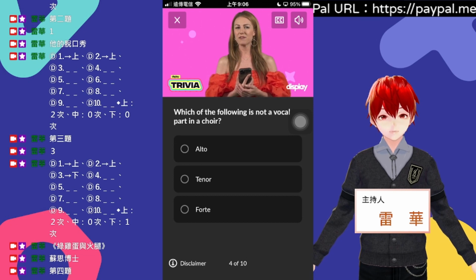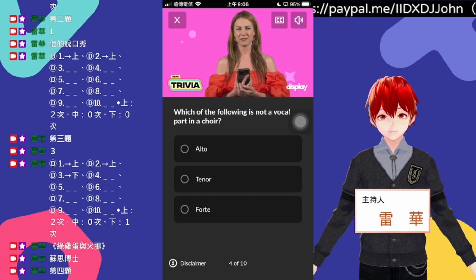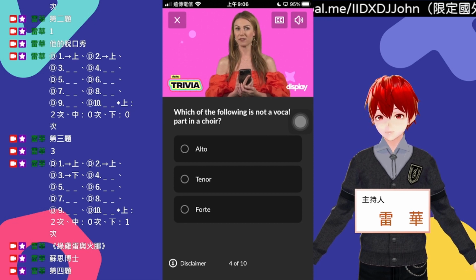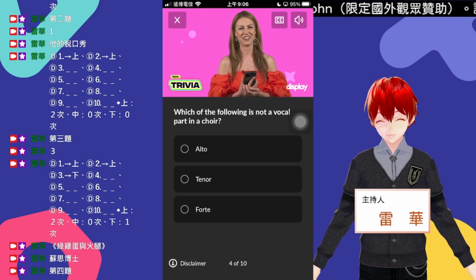Which of the following is not a vocal part in a choir? Alto, tenor, forte. I loved choir in school.